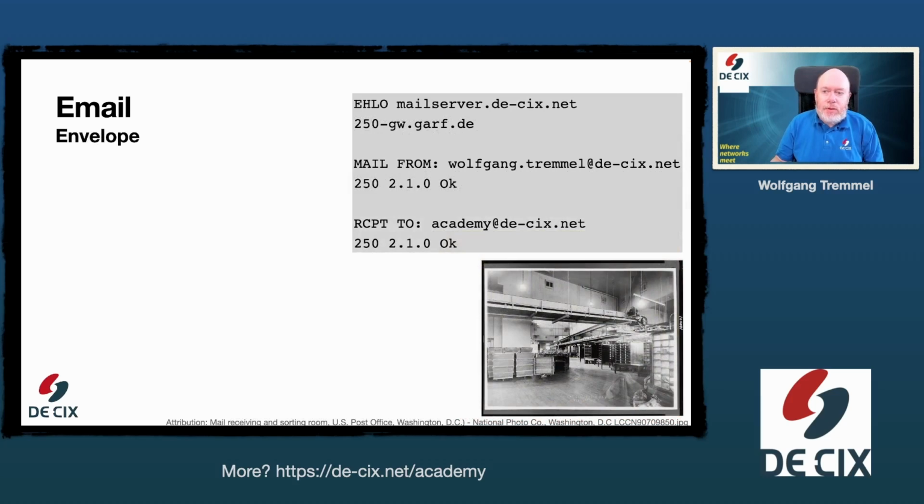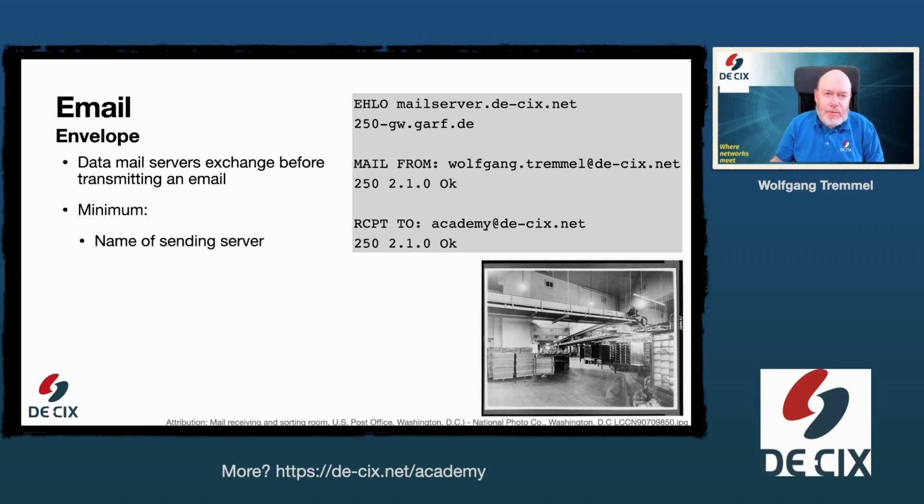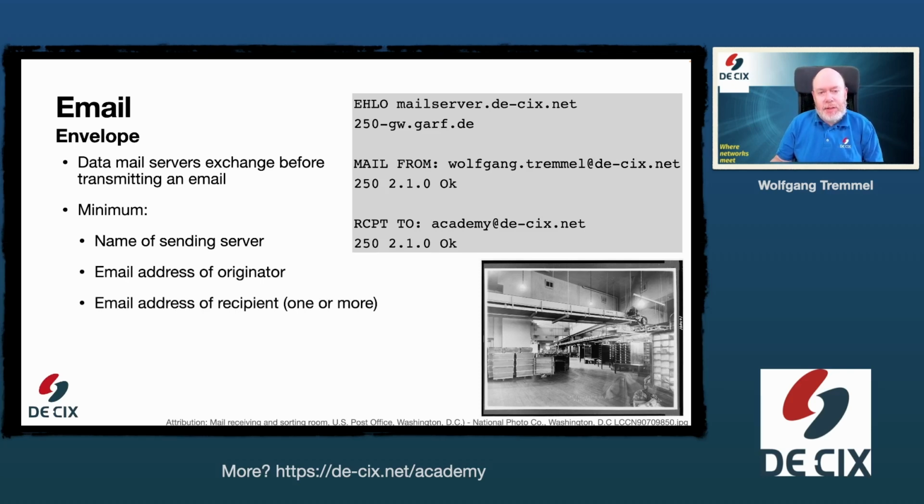Talking about the so-called envelope of an email, that's data mail servers exchange before the actual email is being transmitted. And the minimum content of the envelope is the name of the sending email server, the email address of the originator of the email, the address or addresses of the recipients, and sometimes optionally also the size is included in the envelope. So that's exchanged before the actual email is being transferred.